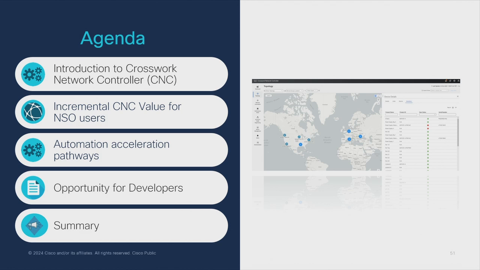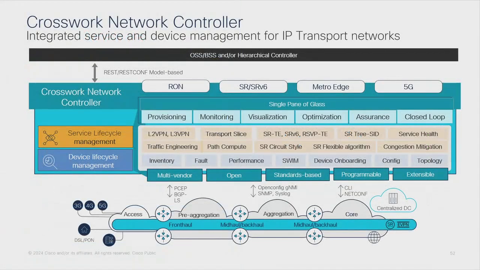Let's hear about CNC as a start. As many of you may know, CNC is the SDN controller for the IP transport domain spanning right from the data center edge all the way to the access. What it brings together is integrated service and device lifecycle management in a single solution under a single pane of glass. From the device lifecycle manageability, it's really the core function.